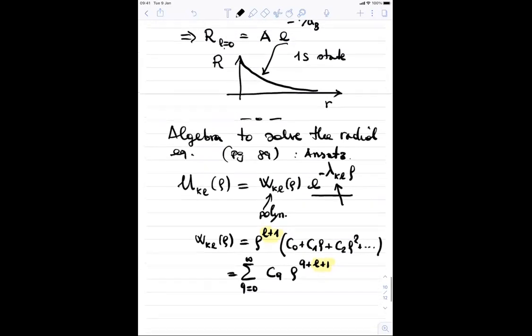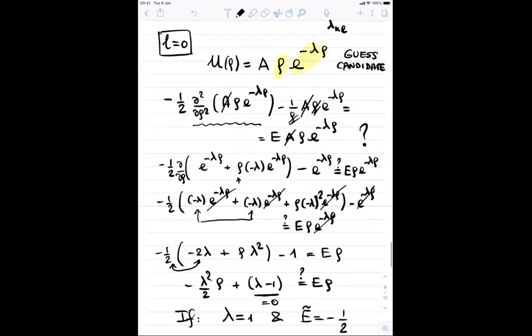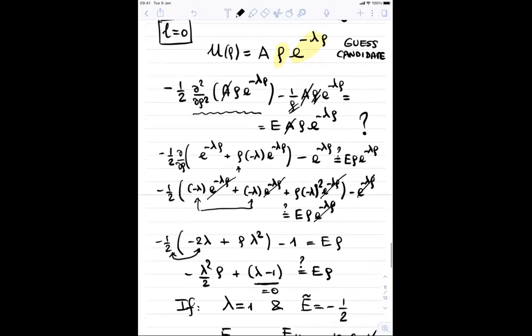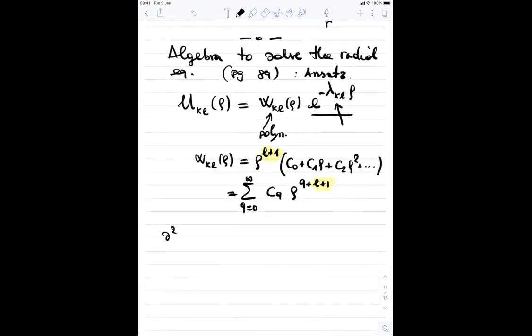You see, I need to calculate. Remember the radial equation. I need to calculate the second derivative, okay? And the other terms are simple. So I need to calculate, first of all, the second derivative with respect to rho of W times e to the minus lambda rho, okay?